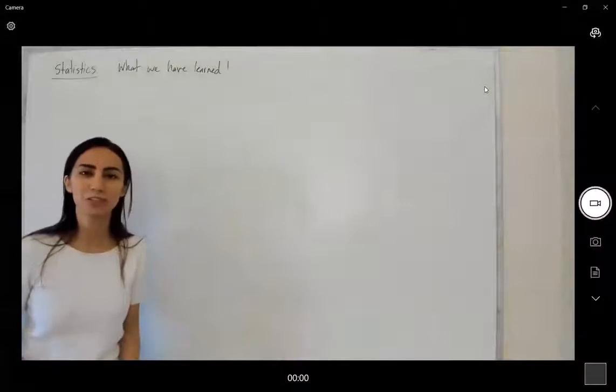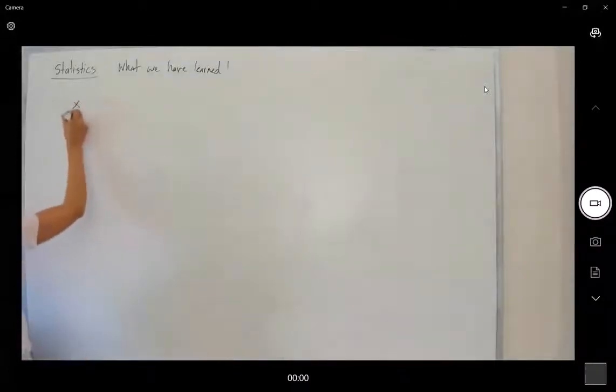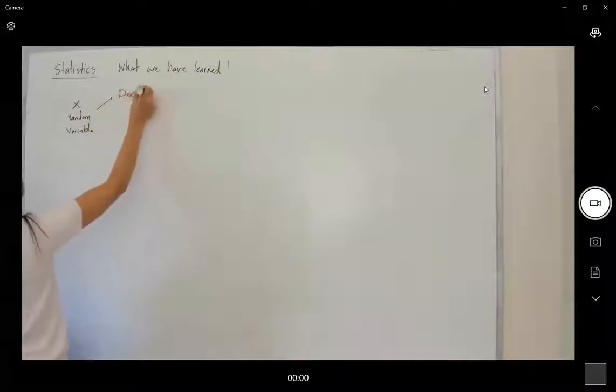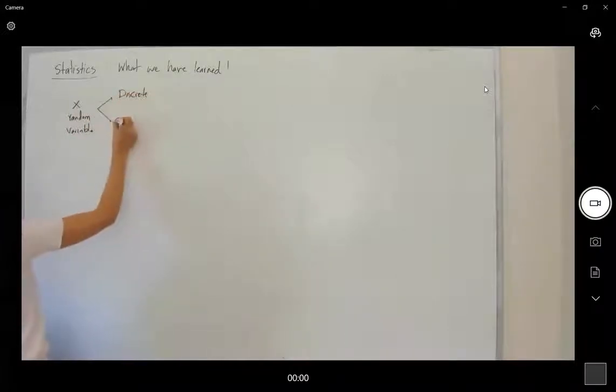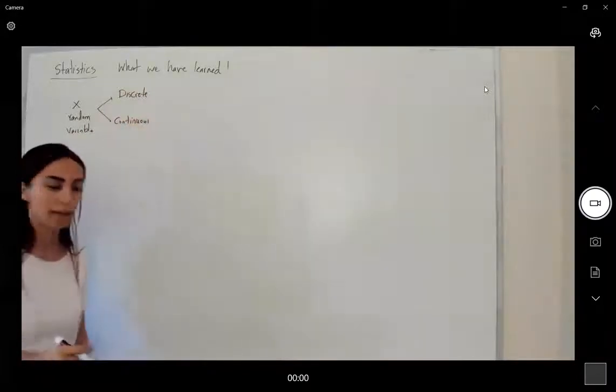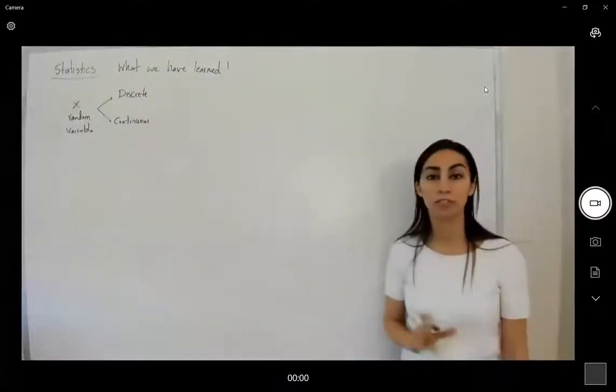So what have we learned so far? We started talking about a random variable. Suppose x is a random variable. This random variable can be discrete or it can be continuous. For a discrete random variable, we talked about discrete probability distribution.